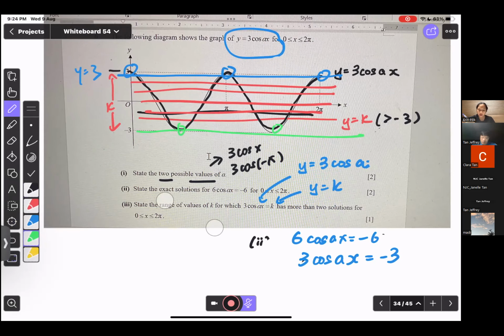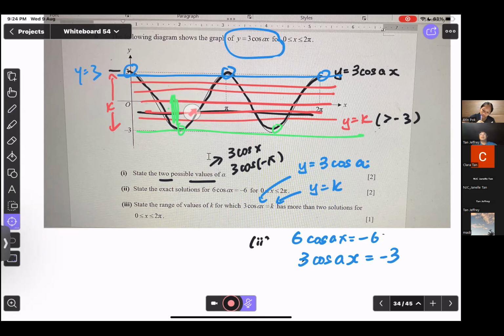Basically, if you see my cursor, my k is going up and down. Any line here can cut more than 2 times. But here, only 2 times.